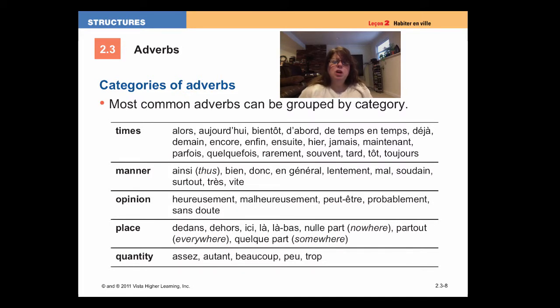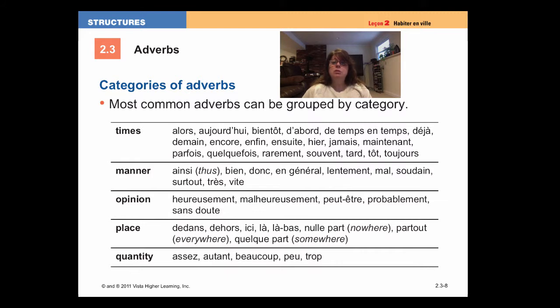Some adverbs describe the manner in which something occurs. Ainsi, bien, donc, en général, lentement, mal, soudain, surtout, très, vite. Opinion, some things are just an opinion. Heureusement. Now I know heureux means happy, and heureusement would be happily, but generally, and malheureusement would be unhappily, but usually we say fortunately and unfortunately for those words. Peut-être, probablement, and sans doute.